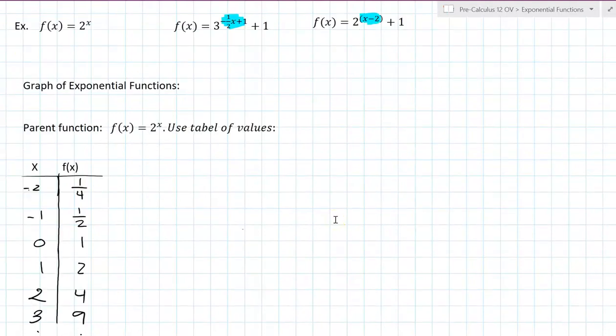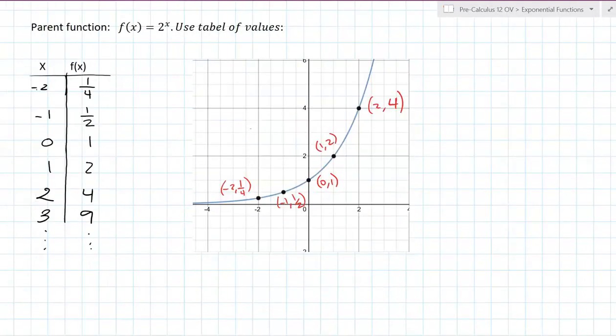We're going to use a table of values. And when you plug in -2, -1, 0, 1, 2, 3, I chose these values, you can choose any other values. What will happen is that it will generate a set of coordinates, and then you go ahead and plot. And when you do plot them, this is what you will get. Here it is. You're going to get this smooth curve.